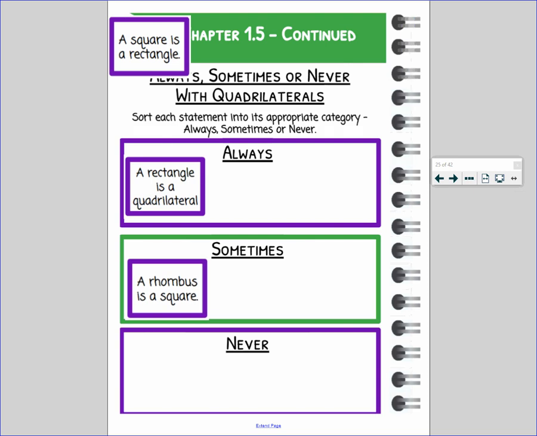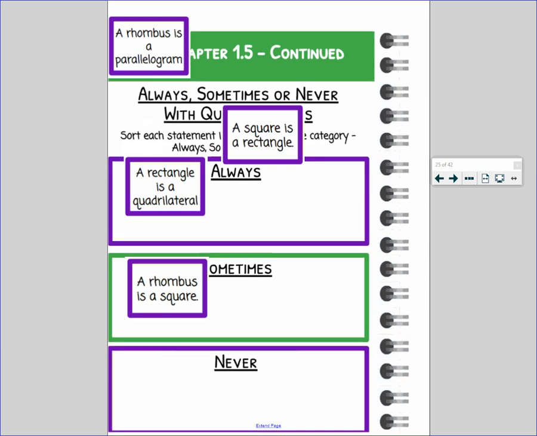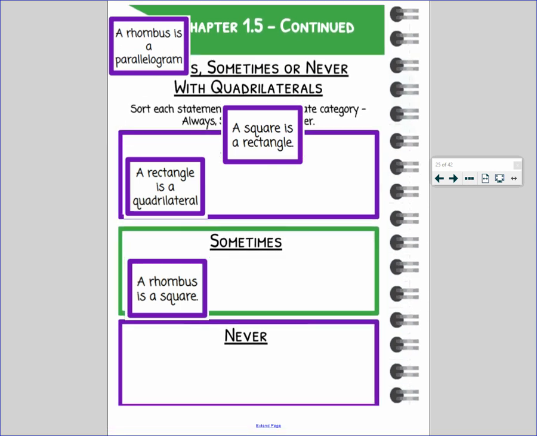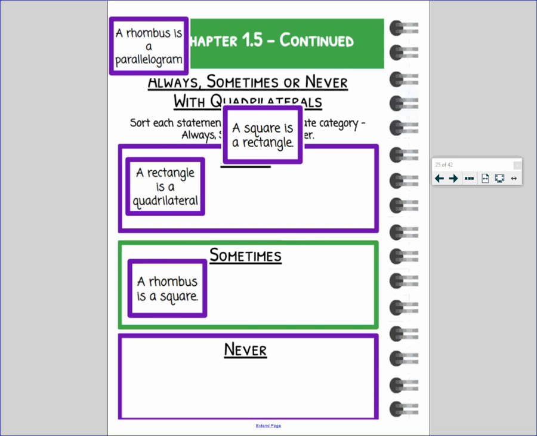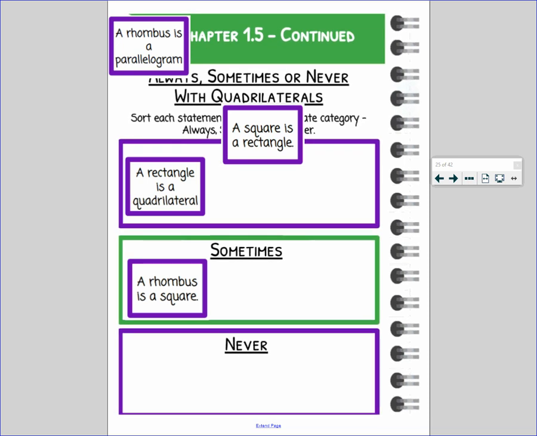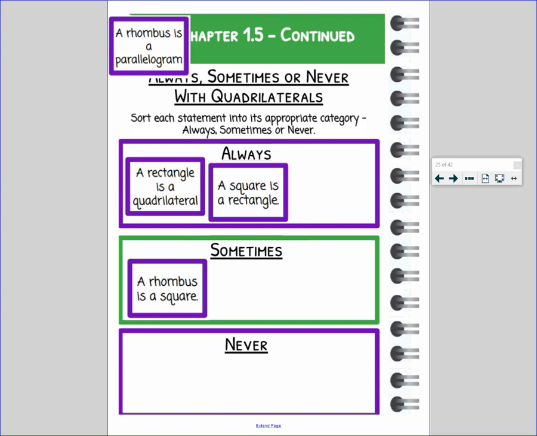Next one, a square is a rectangle. That is being less specific, so that is always true. So what I would like you to do is pause the video, and I want you to finish sorting all of your statements. And then when you're ready, hit play again, and I'll have the answers for you.